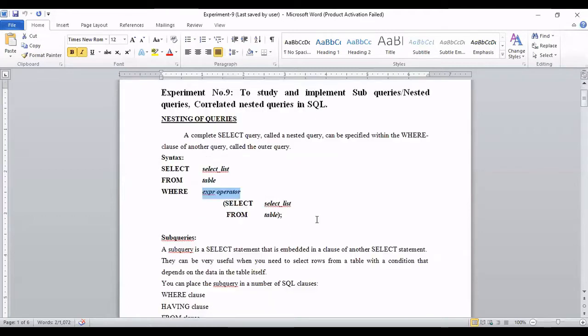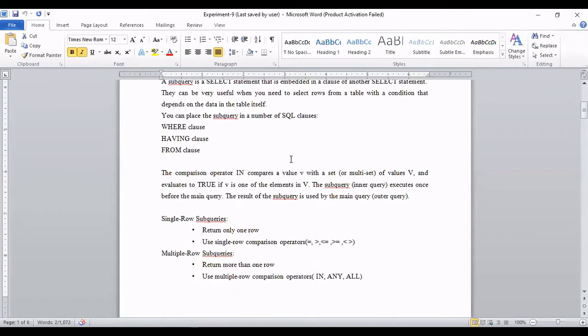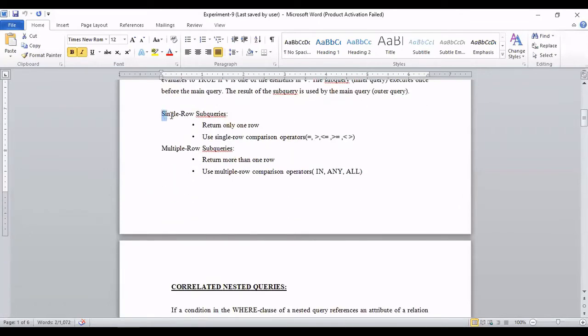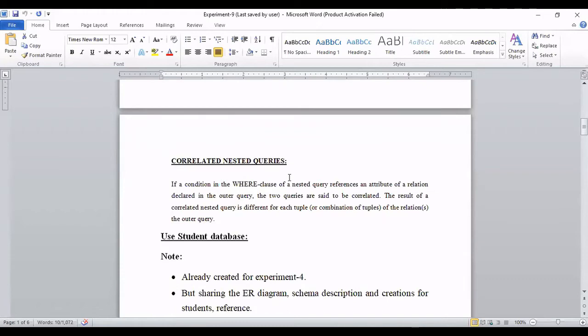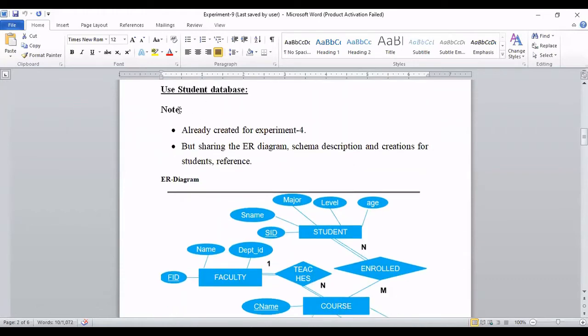Okay, so if I compare join operation with nested query, then remember nested query will be better. Again, two kinds of nested query operation: one is single row subqueries, and one is multiple row. Now directly I'm moving to the student database, your experiment. This thing we have already practiced, the student database under experiment 4.